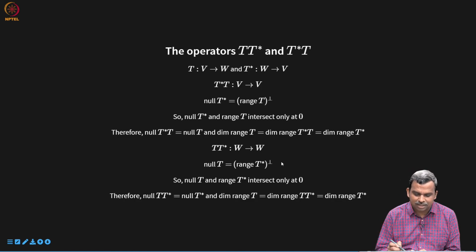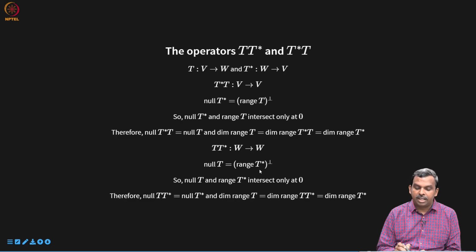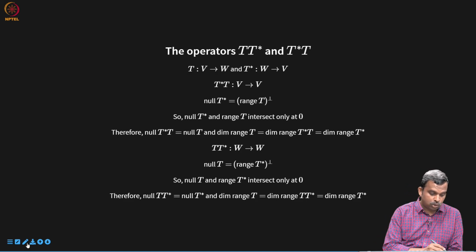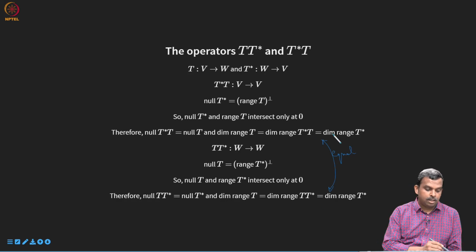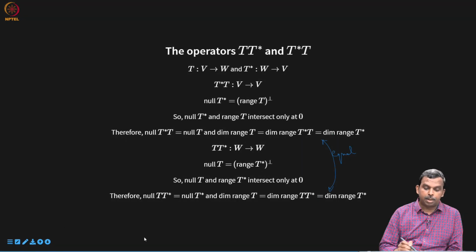Again, for T T star, the same thing is true. Null of T star is the orthogonal complement of range of T, so these two intersect only at 0. So you have all these nice relationships that are true. And you can see even here, these two are also equal. I didn't call it out, but these are all equal in dimension: T, T star, T star T and T T star.